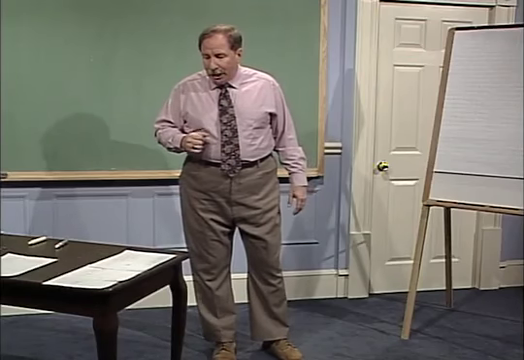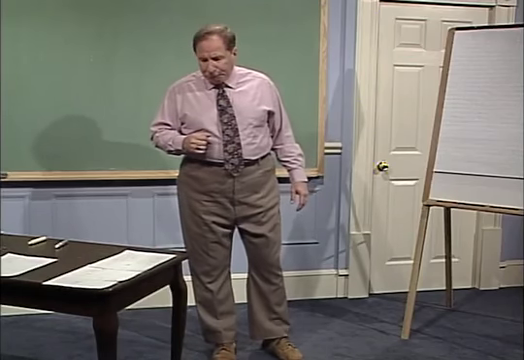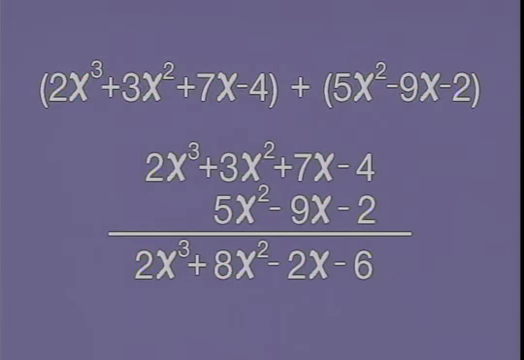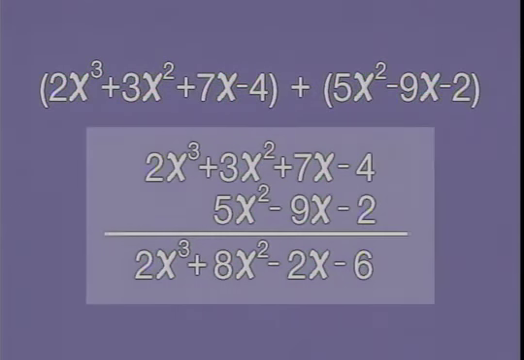So let's take a look at the first addition problem, which is 2x cubed plus 3x squared plus 7x minus 4 plus 5x squared minus 9x minus 2. Now, the first step we said is to line up the place values. And notice beneath the original problem is the problem rewritten with the x squareds and the x and the numbers all lined up. All we have to do now is simply add.